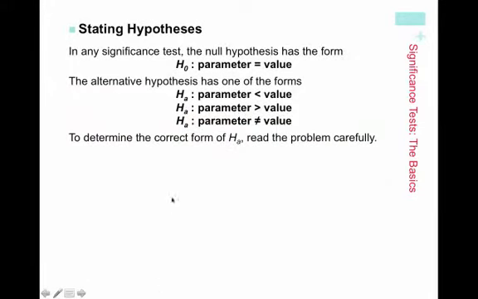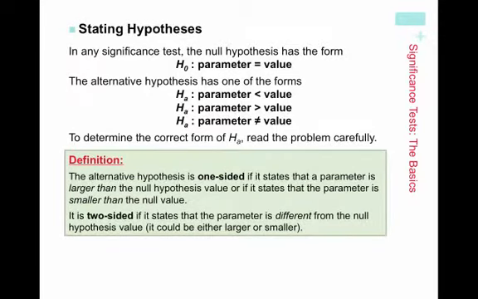In any significance test, the null hypothesis will have this form. H sub 0 colon parameter equals value. The alternate or alternative hypothesis will have one of these forms. HA colon parameter is less than a value, or greater than a value, or parameter is not equal to the value. To determine the correct form of the alternative hypothesis, you must read carefully the problem.